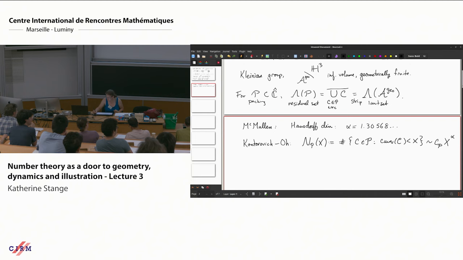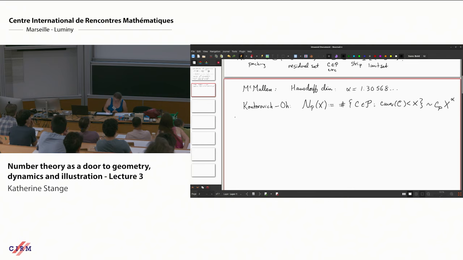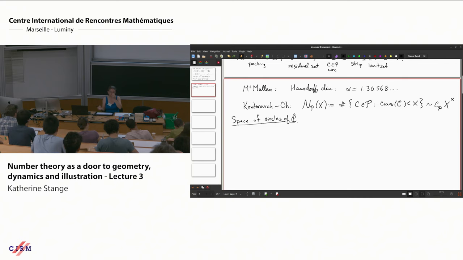Okay. So now I want to do the space of circles. And this is really going to be useful for the Apollonian circle packing. But this is just something about circles.